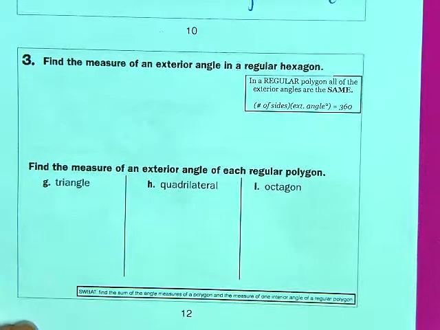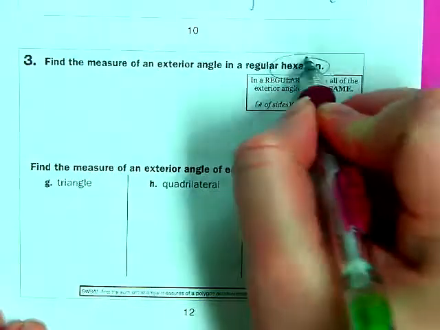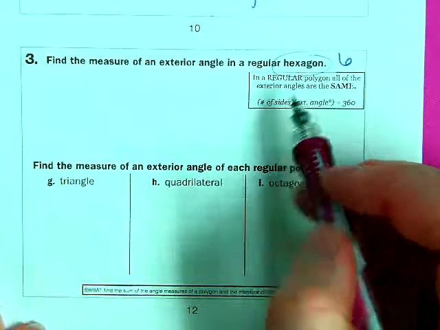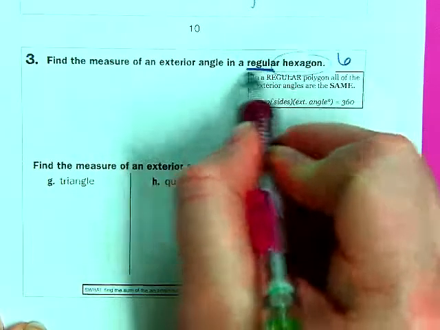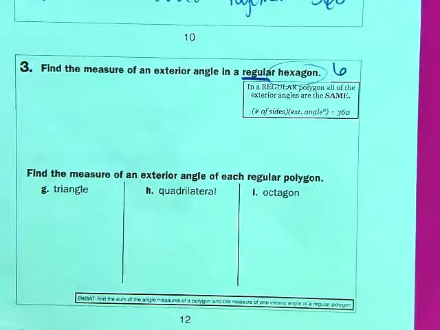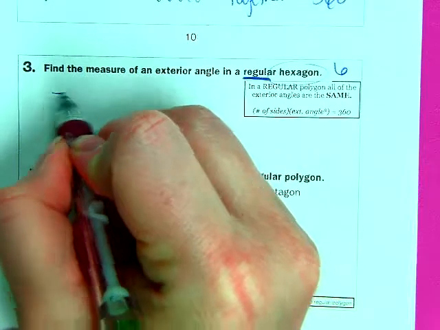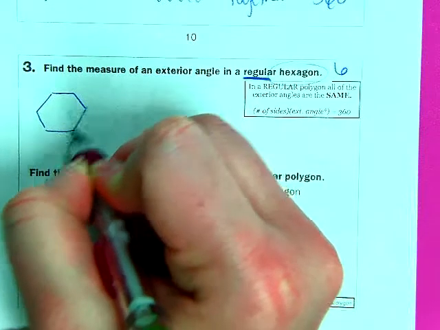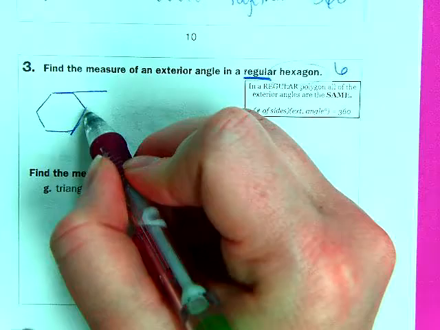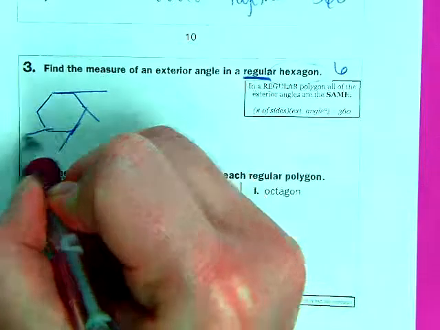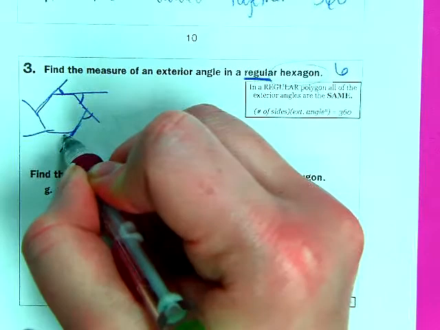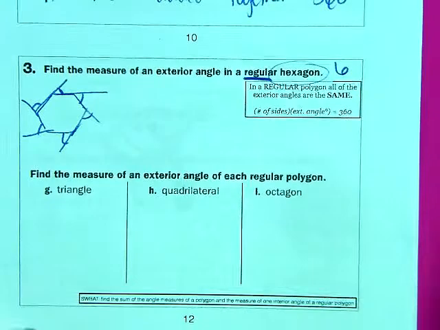Find the measure of an exterior angle of a regular hexagon. So that just means that there's 6 sides. In a regular polygon, all the exterior angles are the same. So we're talking about a regular one. And most of the time we will be unless they give you something special. So if we were to draw a hexagon, just to give you a visual, and then it says to extend each side to find all the angles. We have an angle here, here, here. That's 3, 4, 5, 6 exterior angles.